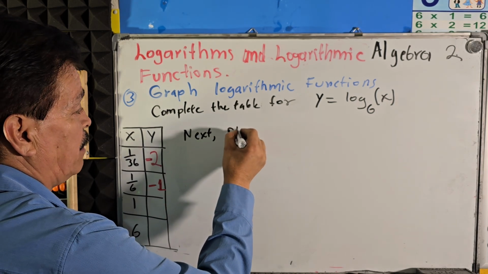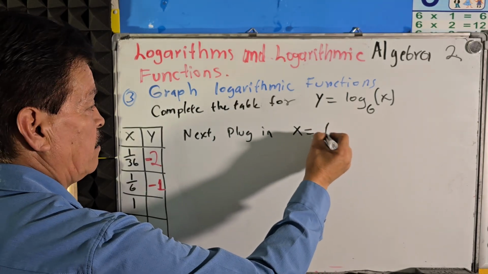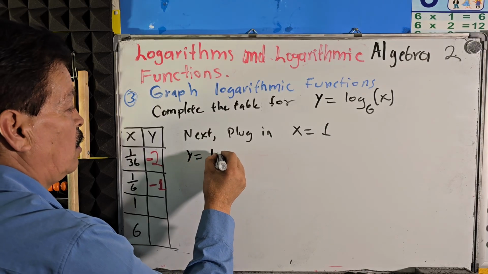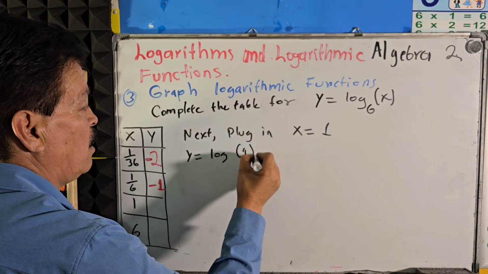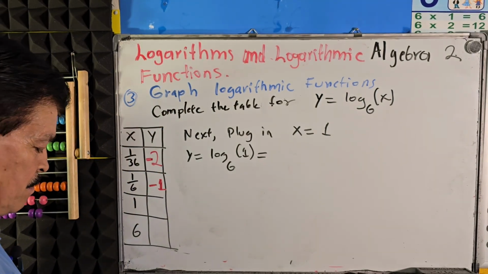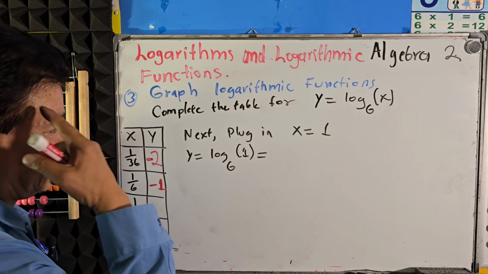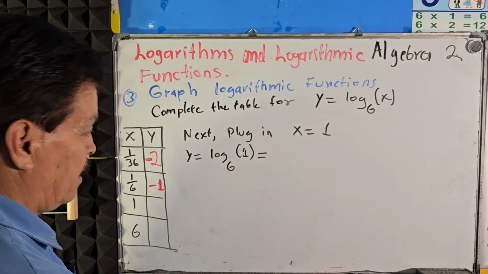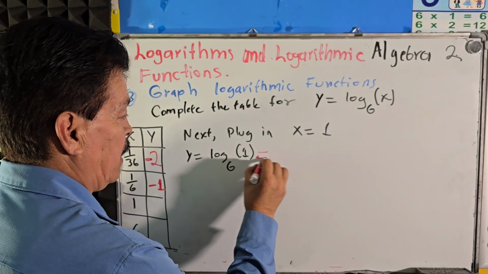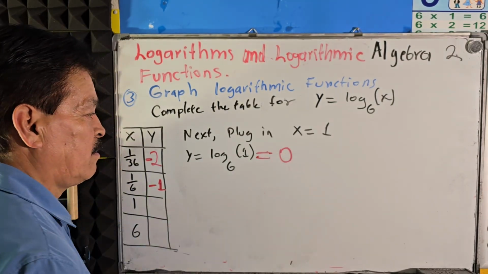Next, plug it in. Now x equals 1. So y equals log of 1 with the base 6. What is the answer when you have a problem like that? Let me write with red again, so you are not confused. So here the answer is 0.